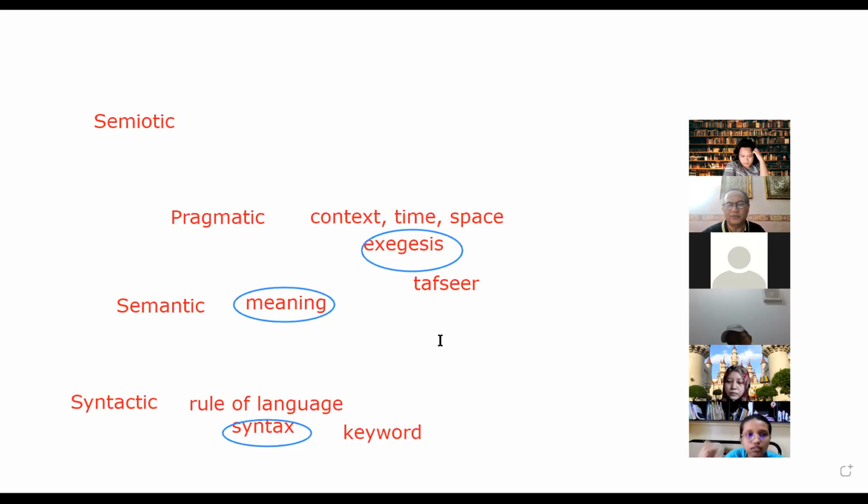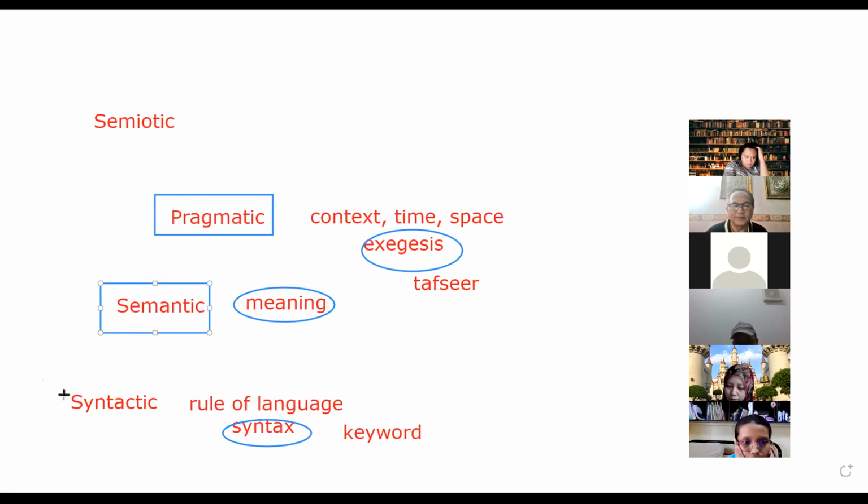So this is the third level: syntactic, semantic, and pragmatic. The study is called semiotic. Semiotic is a subject under knowledge management. So when you talk about exegesis or tafsir, you need context, time, and space because it has to be pragmatic. This is semantic. This is syntactic. Okay, any question?